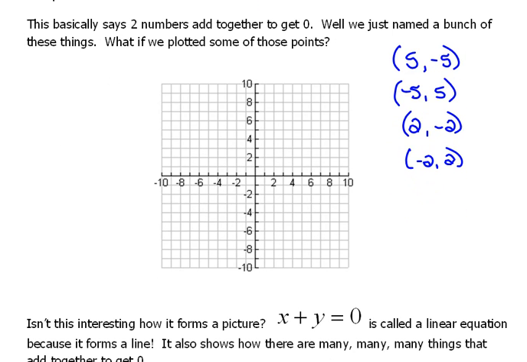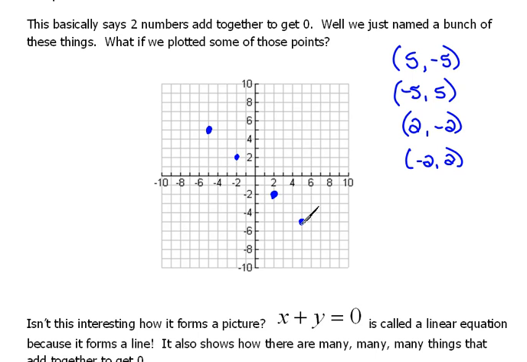Well, let's just try plotting these points and see what they look like. 5, -5 would be right there. Remember, we always plot the x direction first and then the y direction. Then the point -5, 5, let's plot that. So -5, +5 would be right there. The point 2, -2 would be right there. And -2, +2 would be right there.